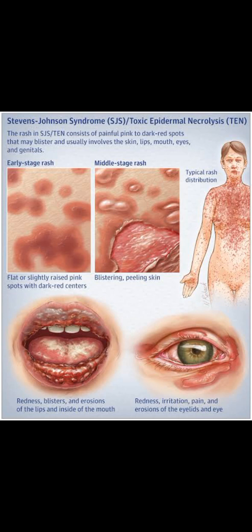Early stage rash: there are flat or slightly raised pink spots with dark red centered spots. Then later on they become blisters and there is peeling skin. Skin becomes peeled off. And typical rash distribution involves the thorax, neck, and then descends down. There is redness, blisters, and erosions of the lips and inside the mouth. And in case of eyes, there is redness, irritation, pain, and erosions of the eyelids and eye.